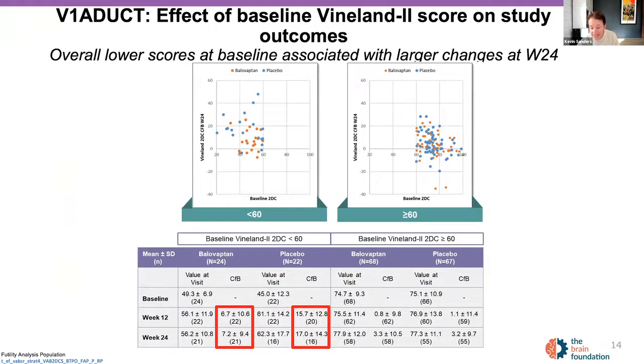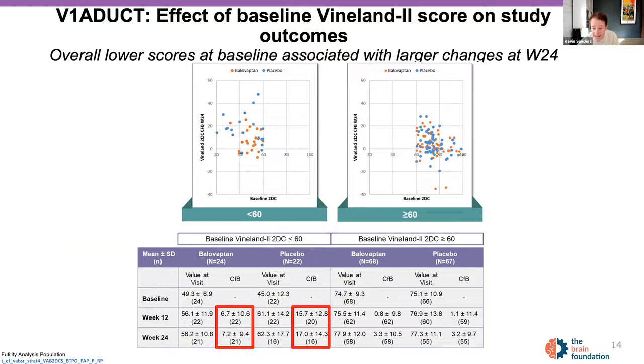We did go back and look at how some of these baseline differences could be impacting the results. And here's one of the examples of some difference. This slide is comparing subjects with a baseline Vineland 2-domain composite. So again, the 2-domain composite, I may not have mentioned this, is the social and communication domain. So it's just leaving out the activities of daily living component of the Vineland. So this is above and below 60 on that 2-domain composite.